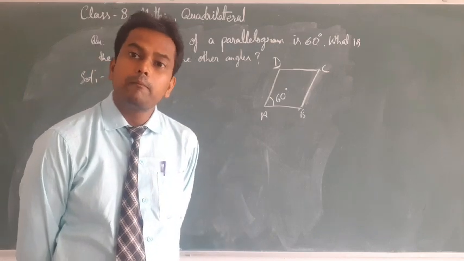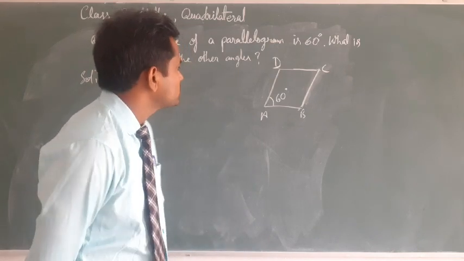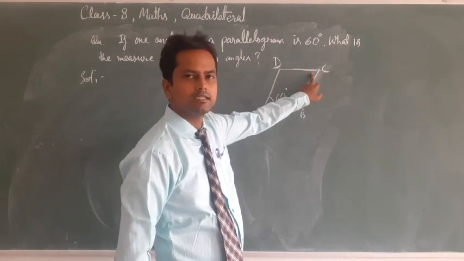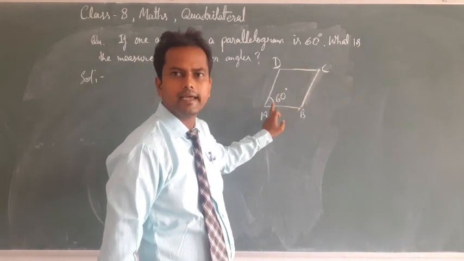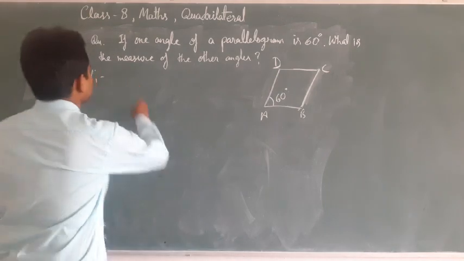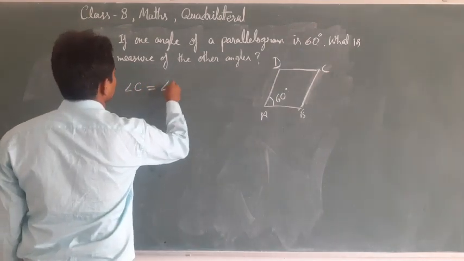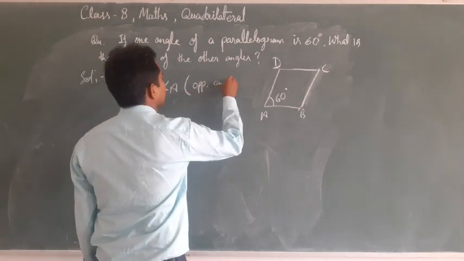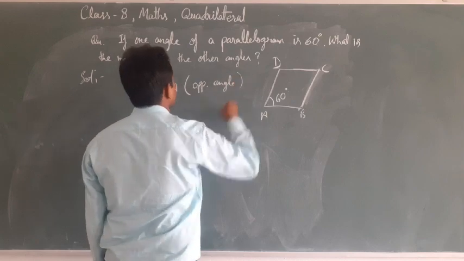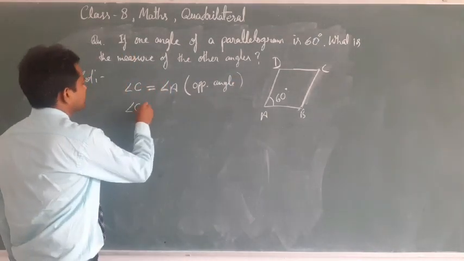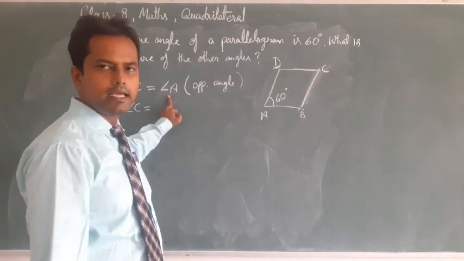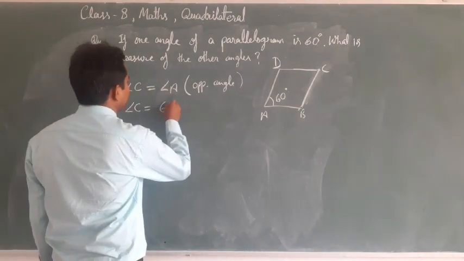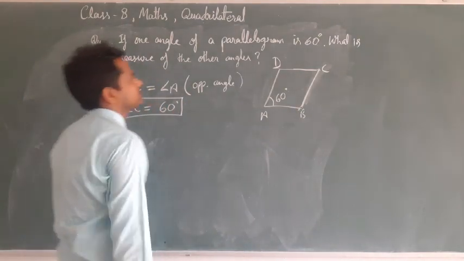So in a parallelogram, opposite angles are equal. So what is the opposite angle of A? Clearly, angle C will be the opposite angle of A. So angle C will be equal to angle A. The value of angle A is given, that is 60 degrees. So angle C is 60 degrees.